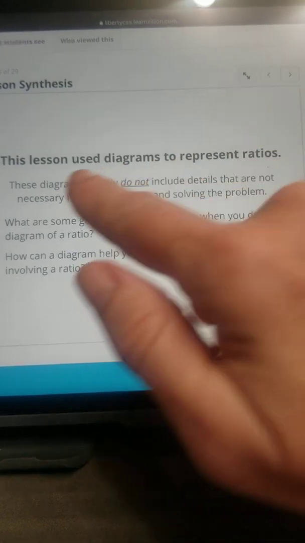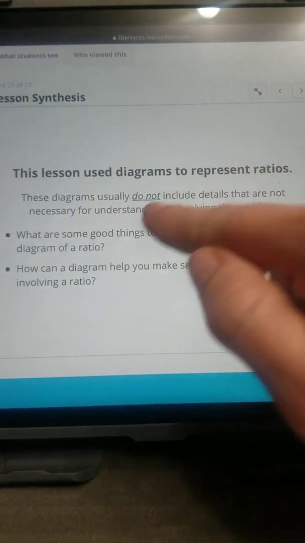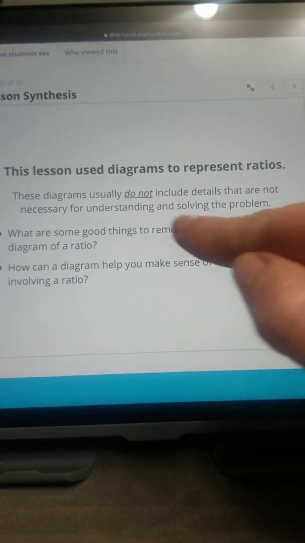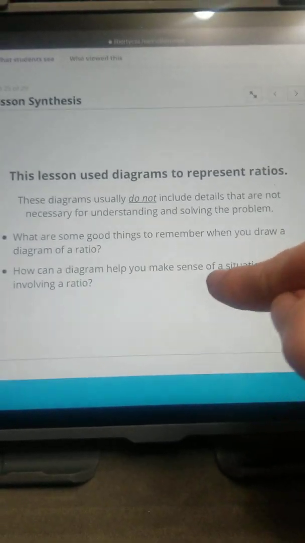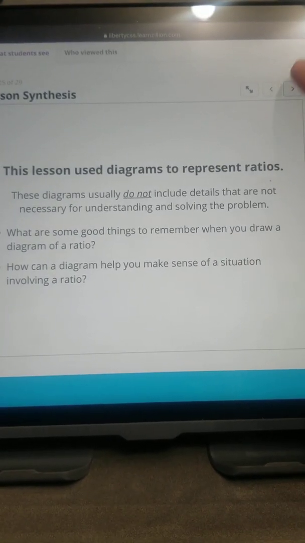Lesson synthesis. The lessons use diagrams to represent ratios. What are some good things to remember when you draw a diagram of a ratio? Can a diagram help you make sense of a situation?